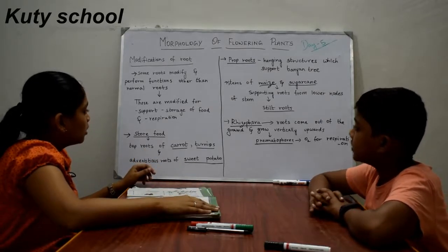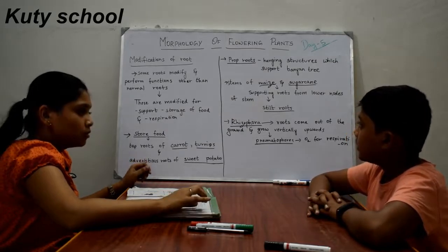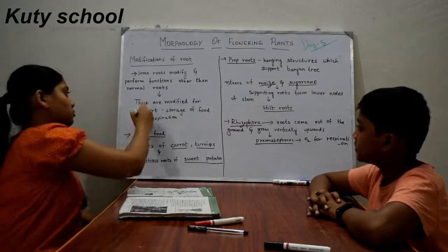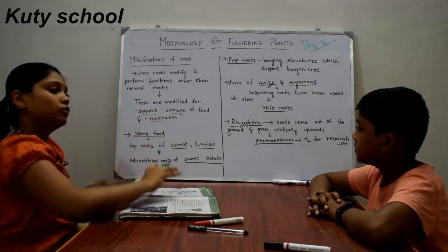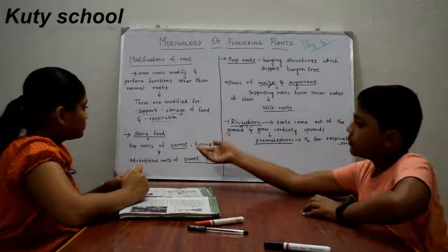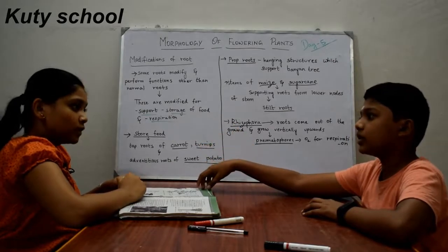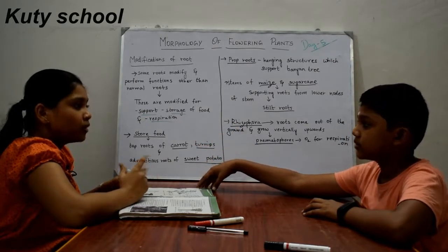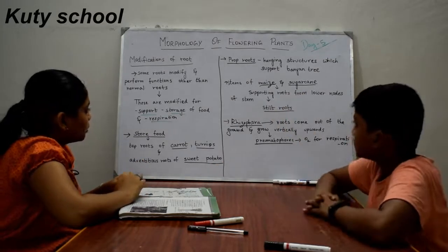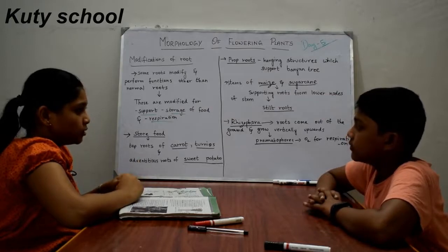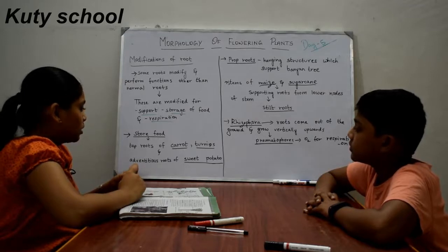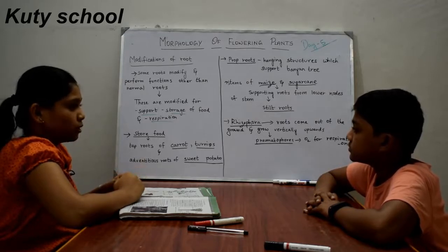So these are modified for support, storage of food, and respiration. All roots store food and support the plant, but these roots do it in a different manner than other roots. Here food is stored in different kinds of structures, and there is also respiration. We are going to see each one by one.